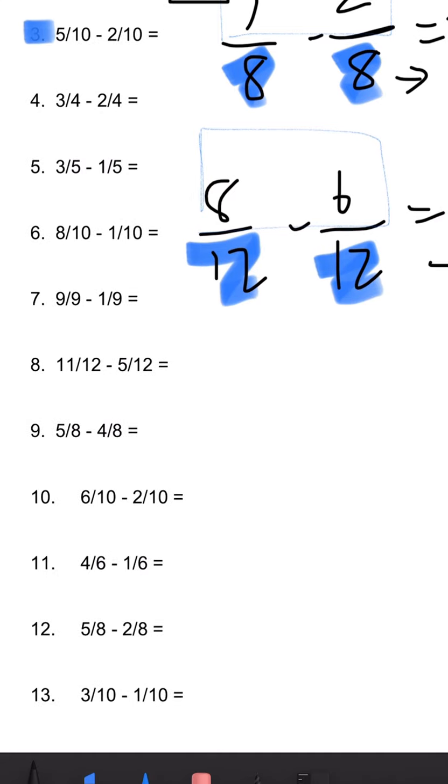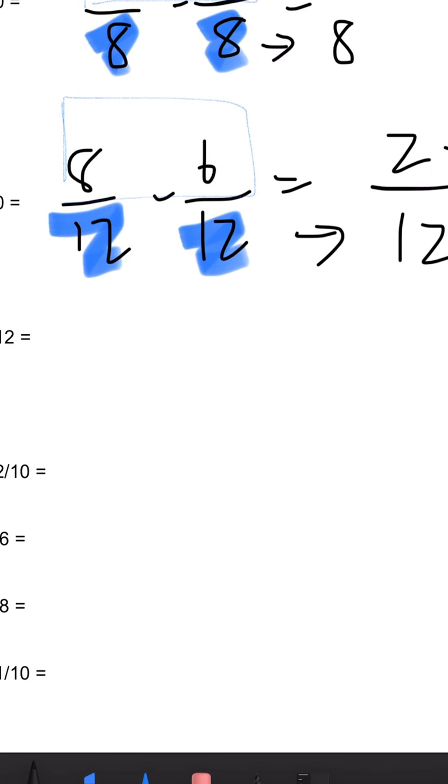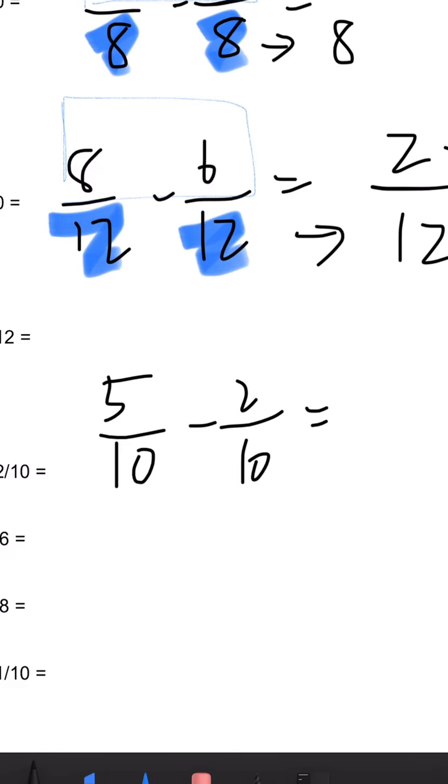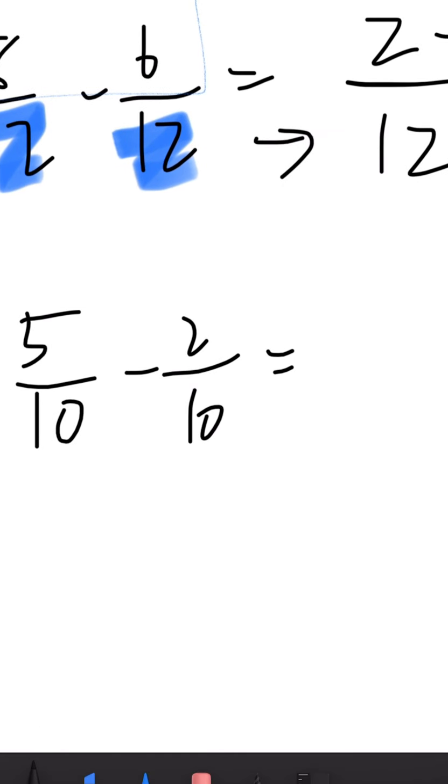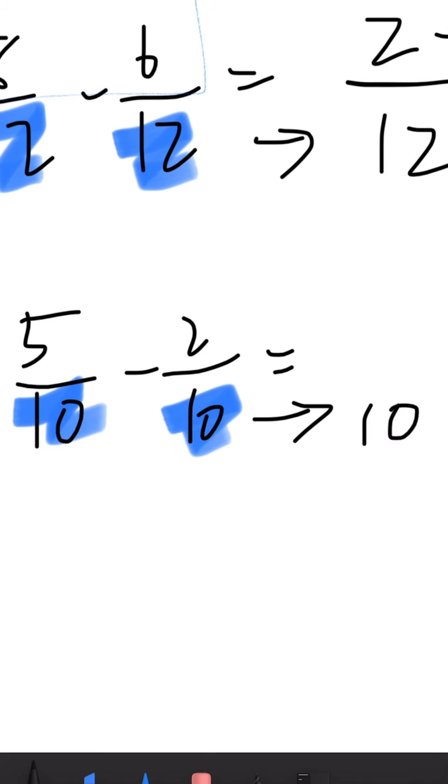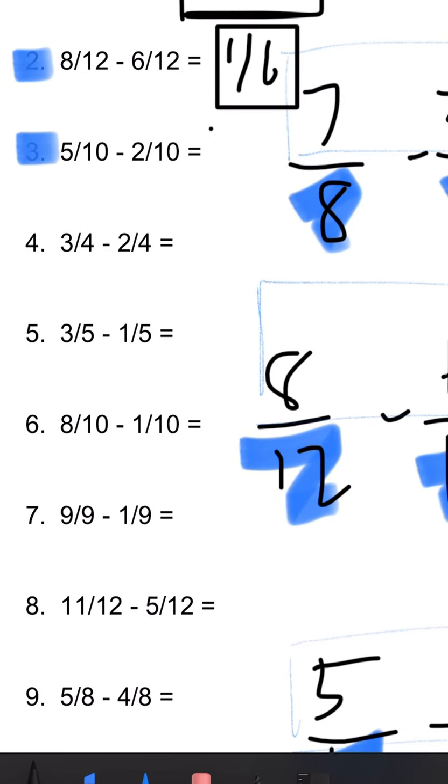Finally, we're doing number 3, 5 over 10 minus 2 over 10. So we see that we have a common denominator. Carry over the 10. We're going to subtract the top. 5 minus 2 is 3, and that cannot be simplified, so we just write 3 over 10.